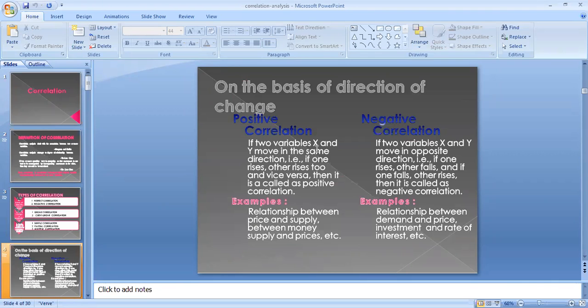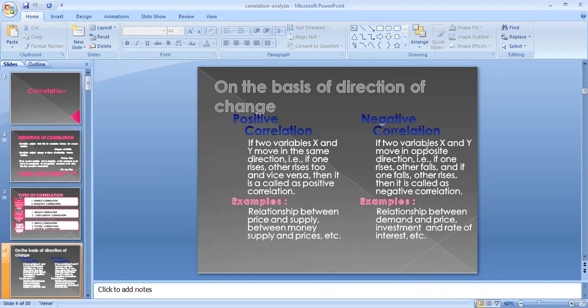If two variables x and y move in the same direction, that is, if one rises and the other rises too, and vice versa, then it is called positive correlation. The relationship between price and supply, and between money supply and price, are positively correlated. If demand increases, then price will also rise with it. Supply and price, this is the positive correlation.